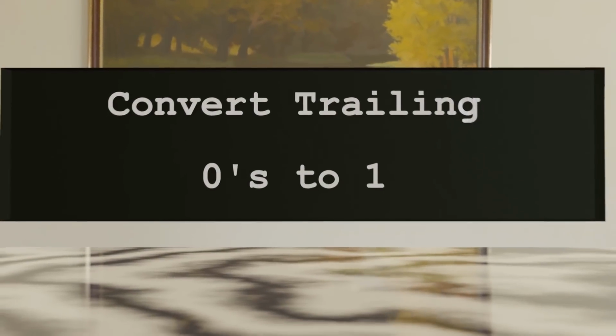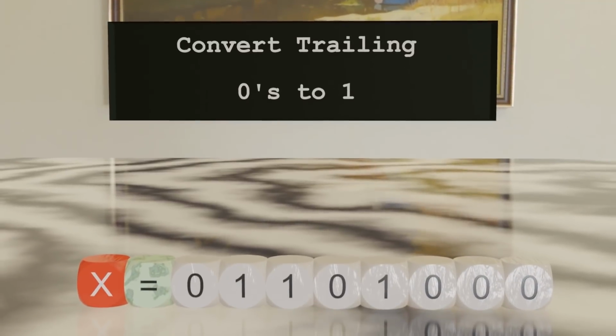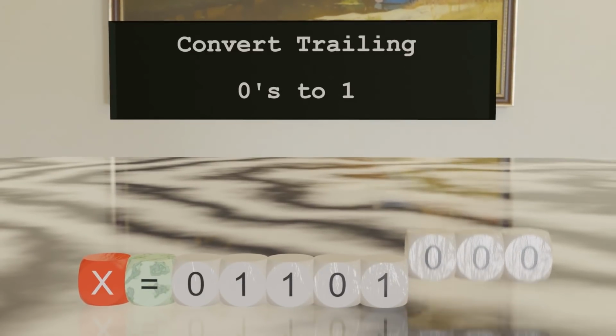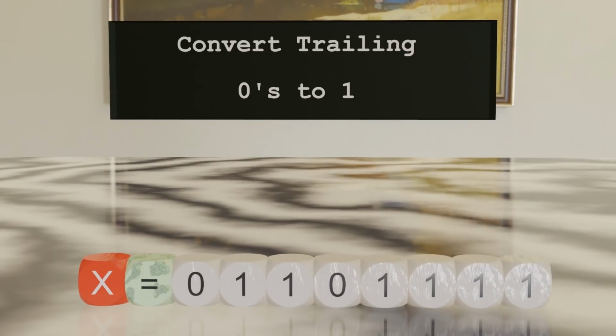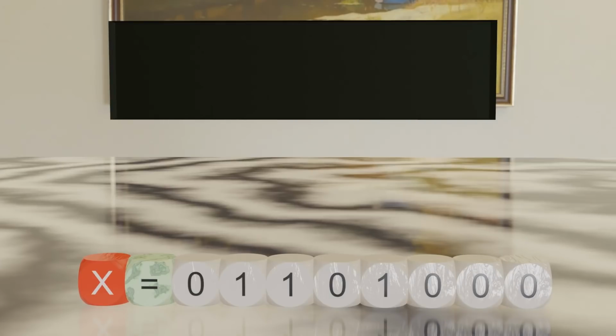This next bit hack converts trailing zeros to 1. Trailing zeros are any zeros on the very right hand side before there's an occurrence of a bit which is set to 1. And what we do here is we subtract 1 from our number, and then we OR that result with our original number.